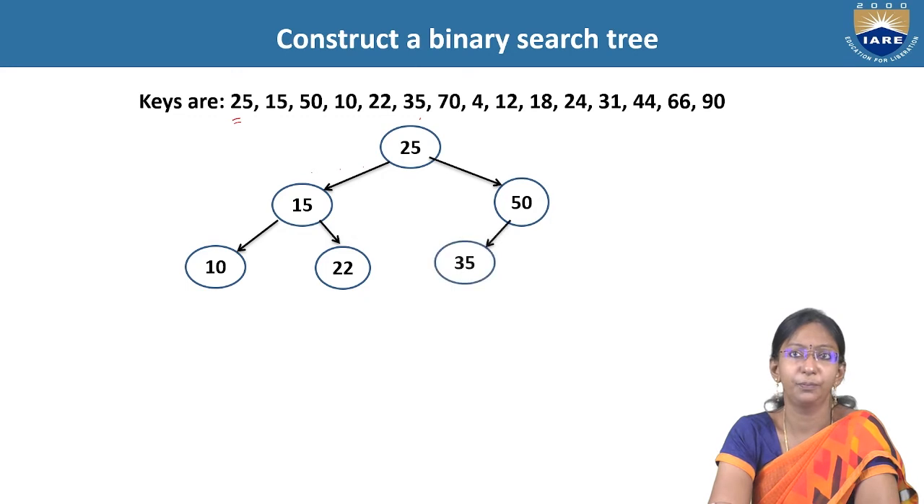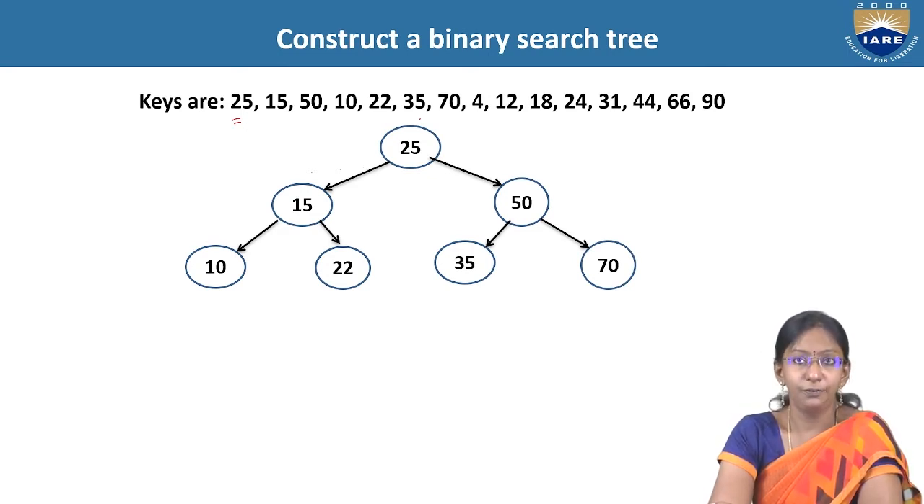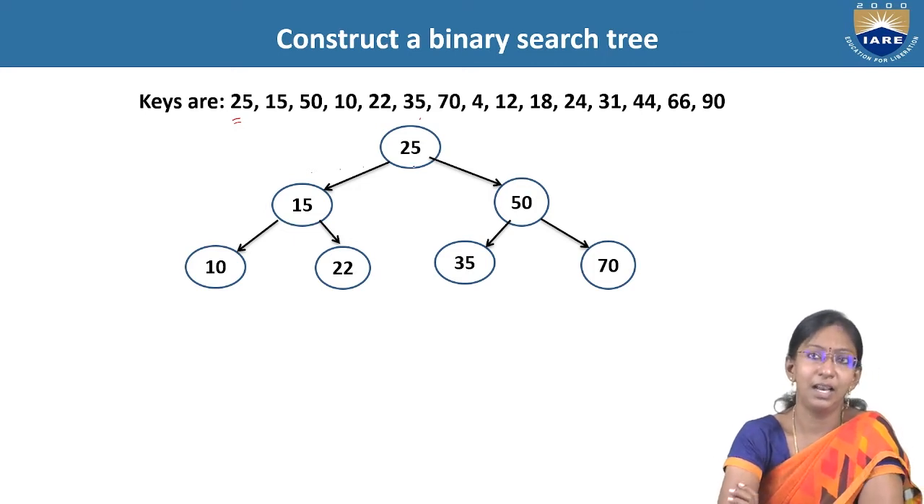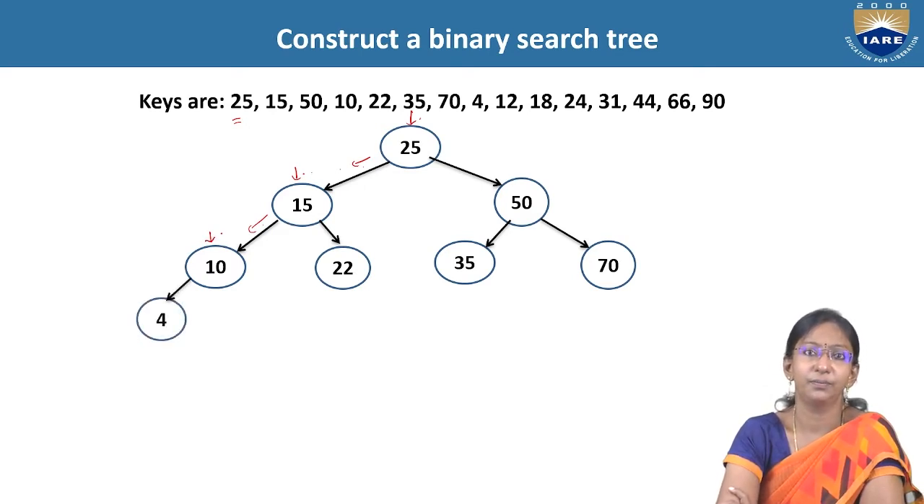Next, 35. As it is greater than the root and less than 50, it will be the left child of 50. Next is 70. It is greater than 25, so right side of 25. Greater than 50, right side of 50. So 70 will be the rightmost element. Next, 4. As it is less than 25, the root, go to the left side. Compare it with 15. Less than 15, so go to the left. Compare it with 10. Less than 10, insert it as the left child.